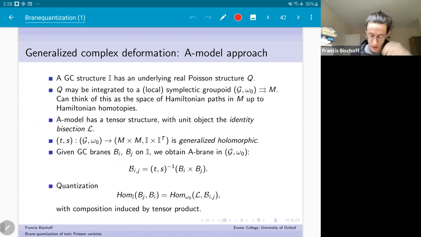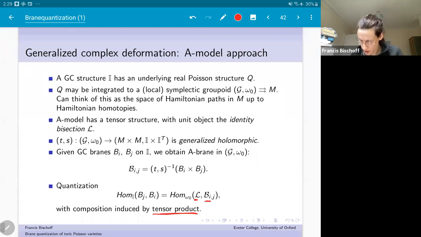Okay, and then we can use this to define the space of homomorphisms from the branes B_j to B_i. We take it to be the space of homomorphisms in the A model from this identity bisection to this brane B_ij. So this is a proposal. The other thing is that the composition of morphisms will be induced by the tensor product. So the upshot is that this gives a proposal for how to compute a category of boundary conditions. How do we calculate the homomorphisms between branes?